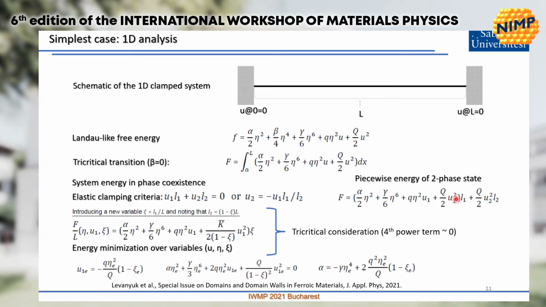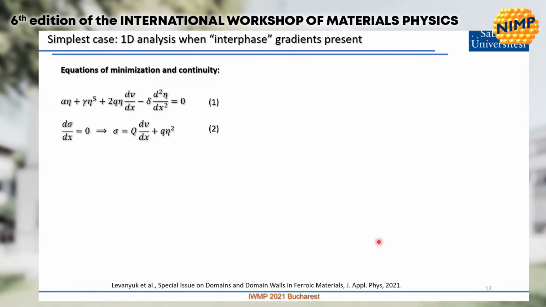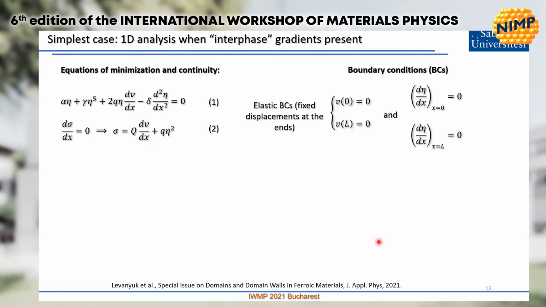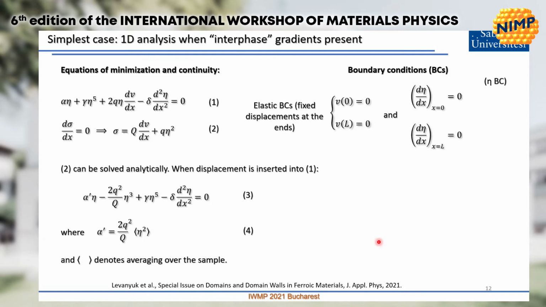So we first excluded the interphase boundary energy between the low symmetry and the high symmetry phases. I don't want to go into the details of this, but we assumed the tricritical transition, which meant that the fourth power term is almost zero, and this allowed us to work with the tricritical condition. And so I would like to show you the results. Well, okay, that was the piecewise formulation, because I'm going to be making a comparison.